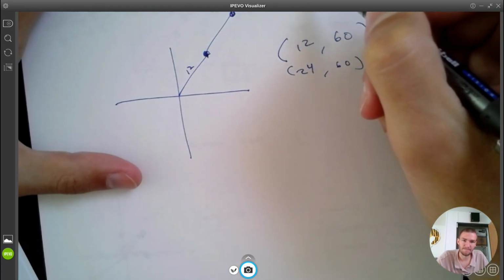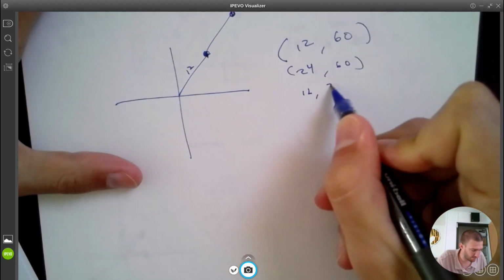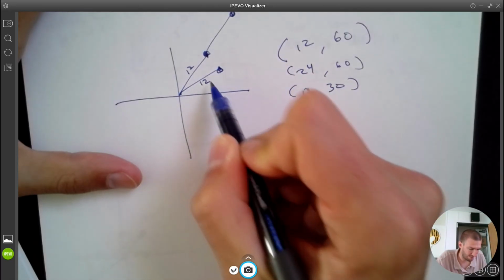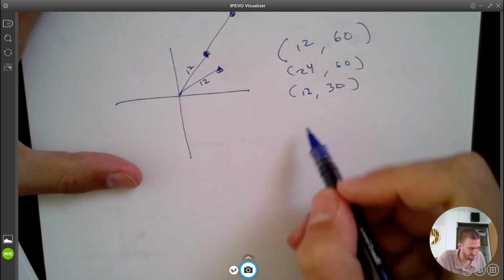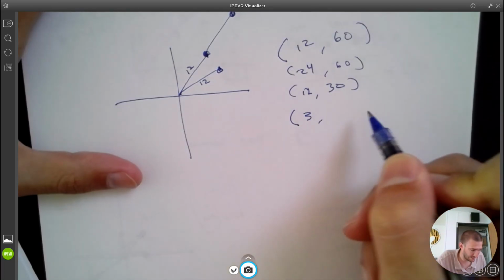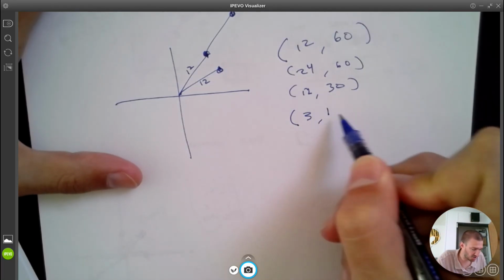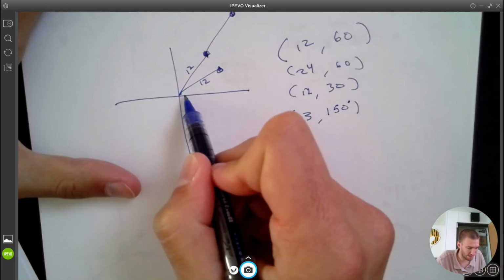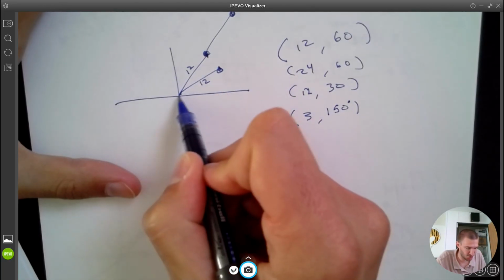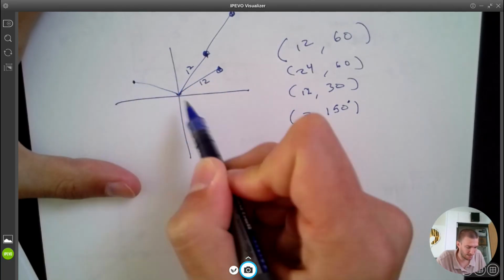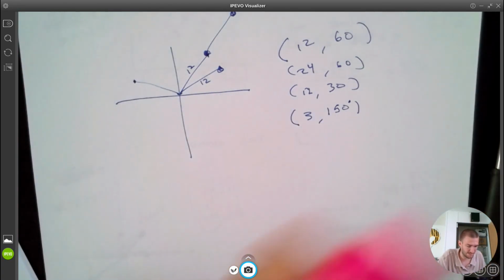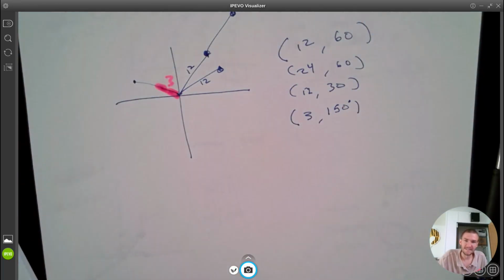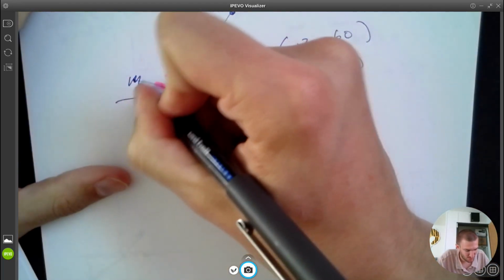24. If I wanted to graph (12, 30), that means I go to 30 degrees and I graph 12 as my radius. If I wanted to graph 3 and 150 degrees, then I would go load my cannon. Now, this is not drawn to scale, so maybe this is bad. It would be something more like this. So I would only shoot at 3. I wouldn't quite shoot it as far as these other ones that are 12.